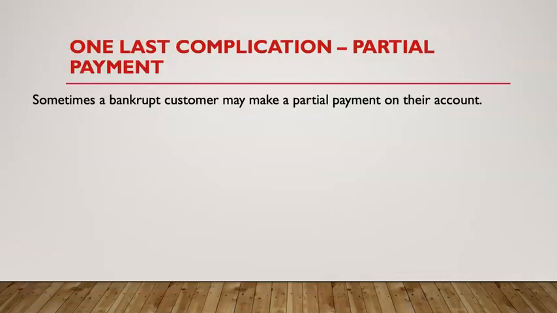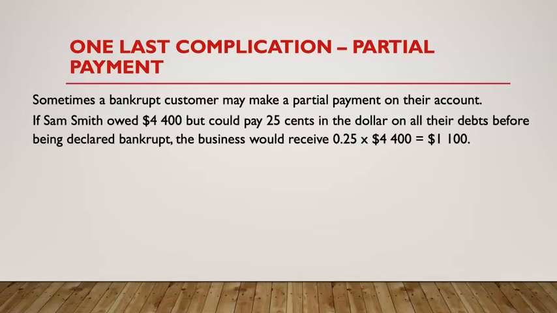There is, however, just one last complication that we really should be aware of, and this is called partial payment. Most often, and often in the real world this is more likely to happen, a bankrupt customer may make a partial payment on their account. They've gone bankrupt, but they do have a little bit of money, and by law they must try and meet all their payments as best as possible. So let's keep the same examples. If Sam Smith owed $4,400 but could pay 25 cents in the dollar, therefore, the business would actually receive $1,100.